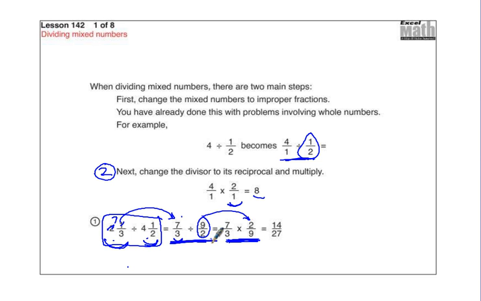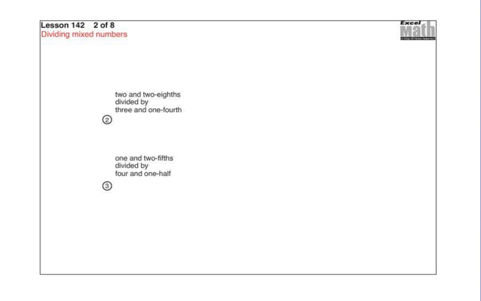4 1/2 is equal to 9 halves. When I go to multiply, I have to flip this. That 9 halves becomes 2 ninths. Then I do 7 times 2 is 14, and 3 times 9 is 27. 14/27 is the answer. We'll be going over a few of these. I'm sure you'll get them. They're not too tough.